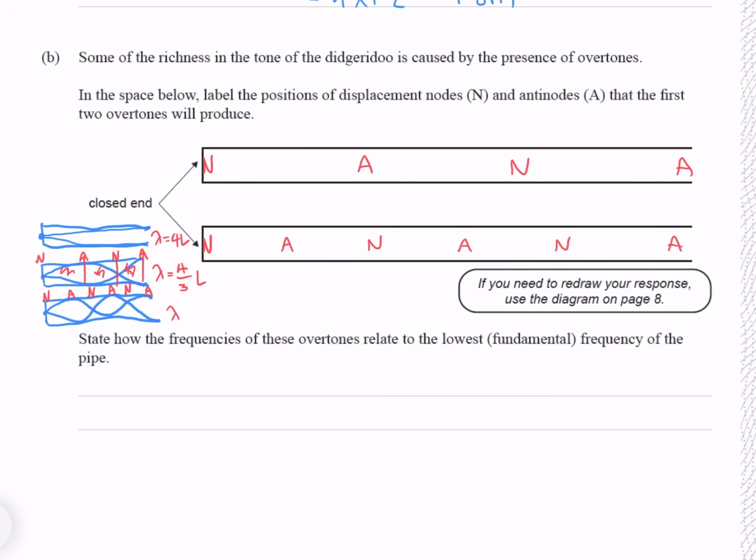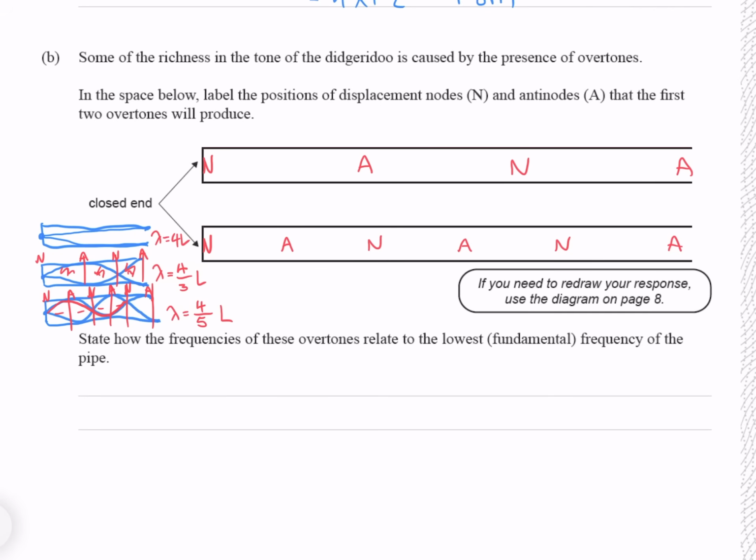For our second overtone, if we split this up into our quarters, you might see that a wavelength is 1, 2, 3, 4 fifths of this pipe, since this here is a full wavelength.